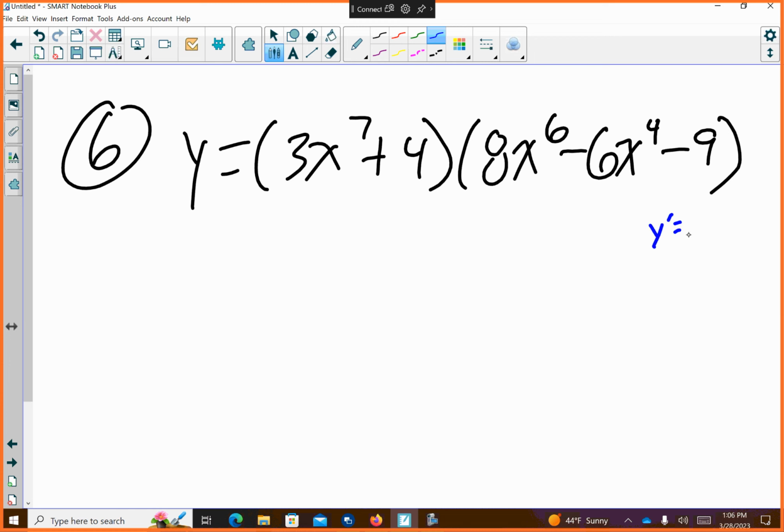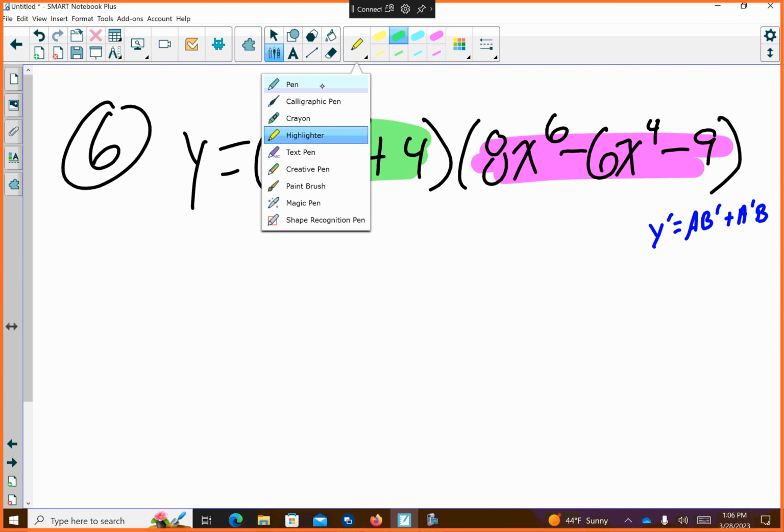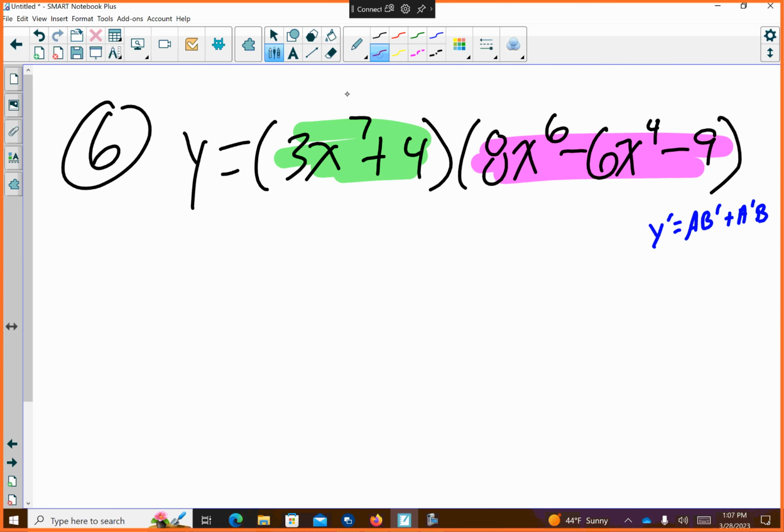All right, so in order for me to find the derivative, I'm going to go A times the derivative of B plus the derivative of A times B. Okay? So got the pink part, got the green part. All right, so this is part A, this is part B.